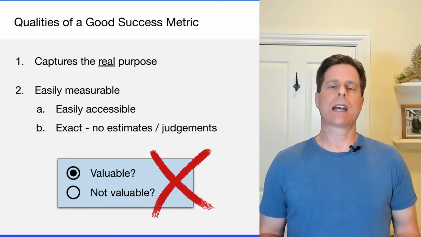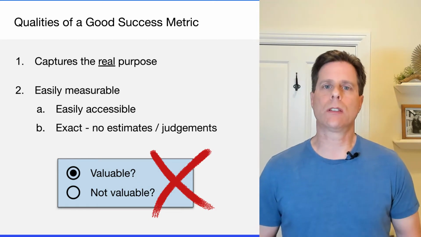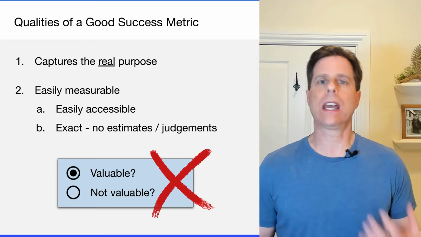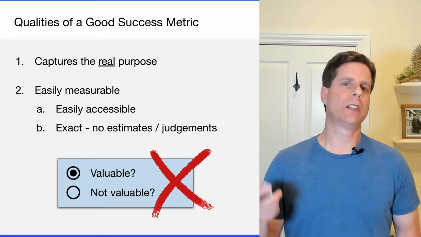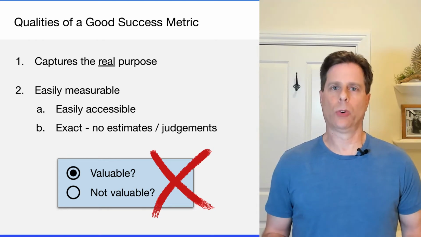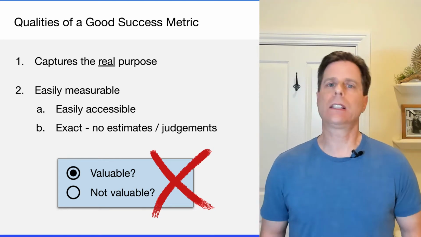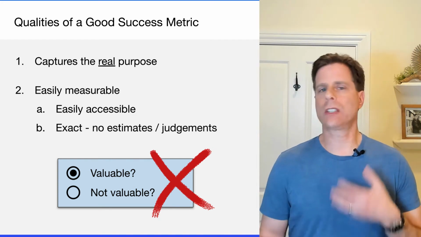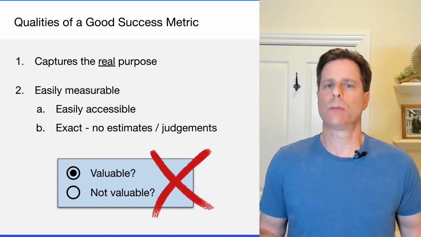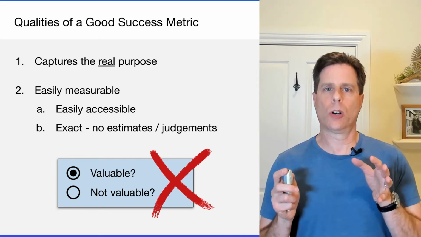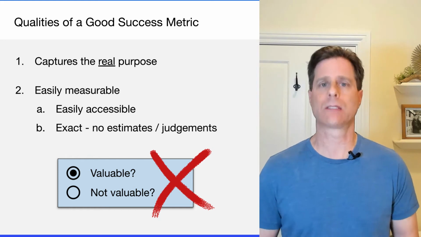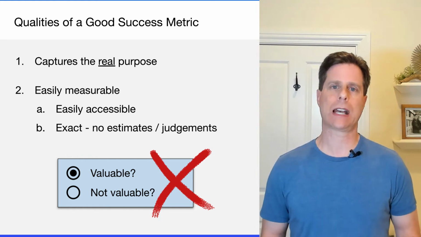The second aspect is you want to make sure it's something that you can measure exactly. You want to avoid things where you have to guess or where you have to estimate, like the number of valuable searches or the likelihood to renew. Those are things where you have to guess, you have to estimate, like who's to say whether a search is valuable or not. So focus on something that's exact, like the number of times somebody has done something in an app. That we can measure exactly.